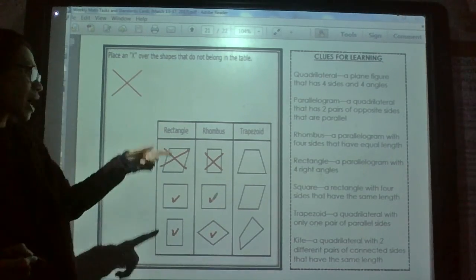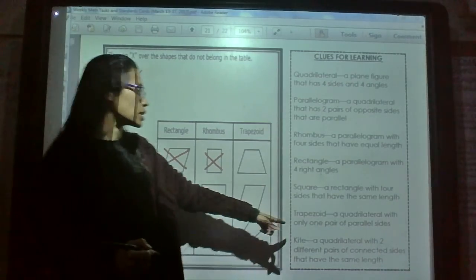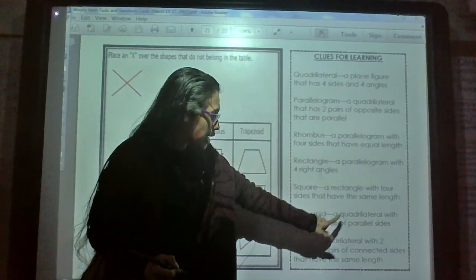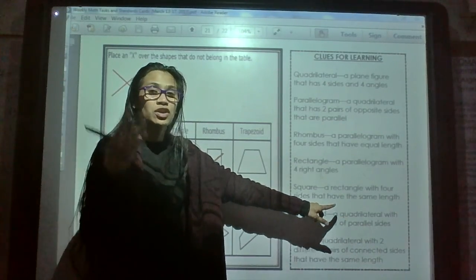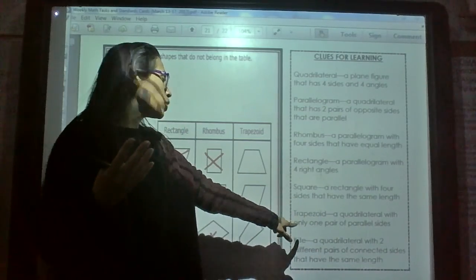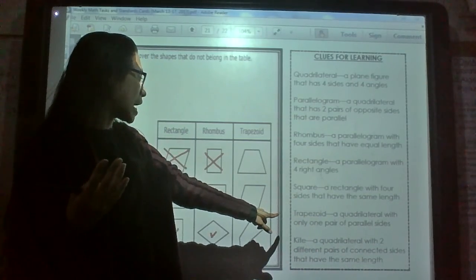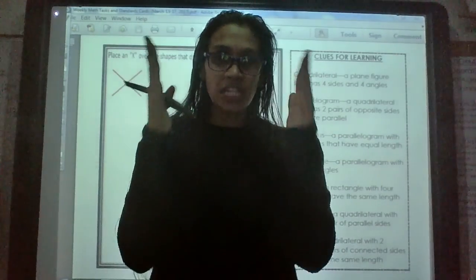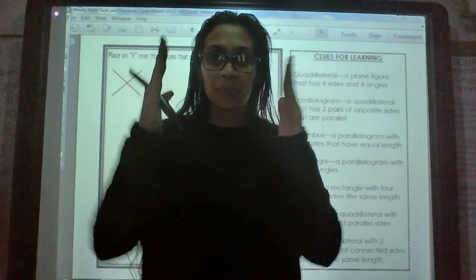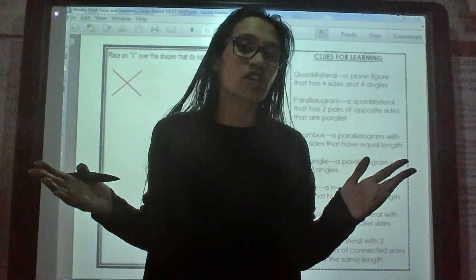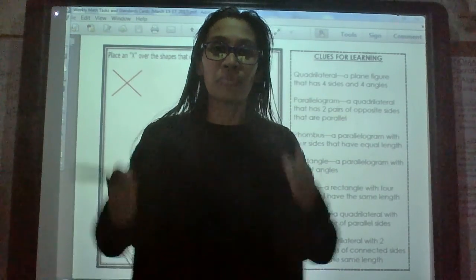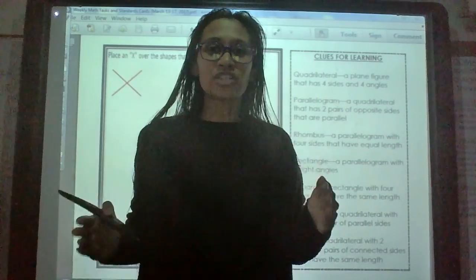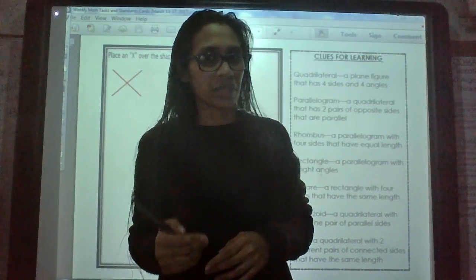The next one, trapezoid. Let's read what a trapezoid is. A trapezoid is a quadrilateral. That means it has 4 sides, 4 angles, with only 1 pair of parallel sides. Okay? So that means only 1 set is parallel. So this might be parallel, but then the top and the bottom are not. That would be a trapezoid. Or maybe the top and the bottom are parallel, but the sides are not parallel.